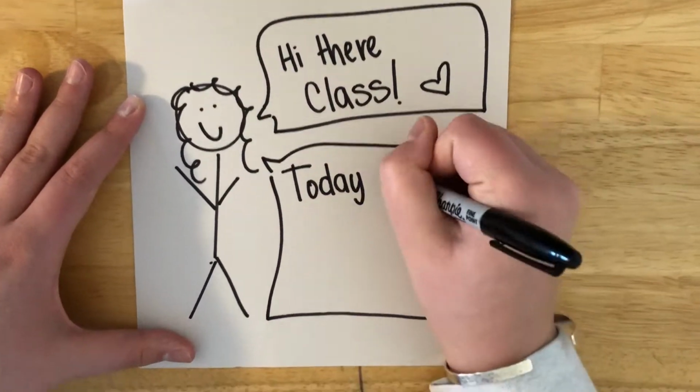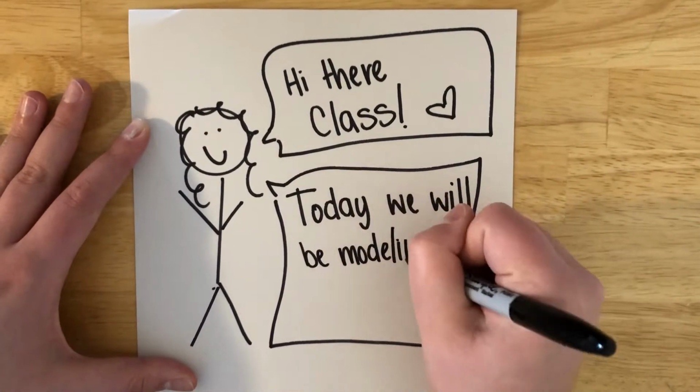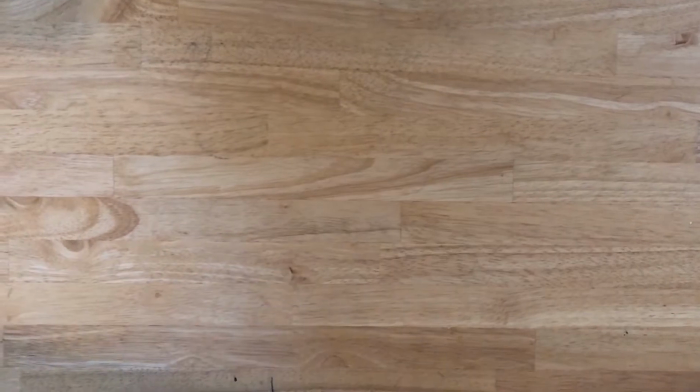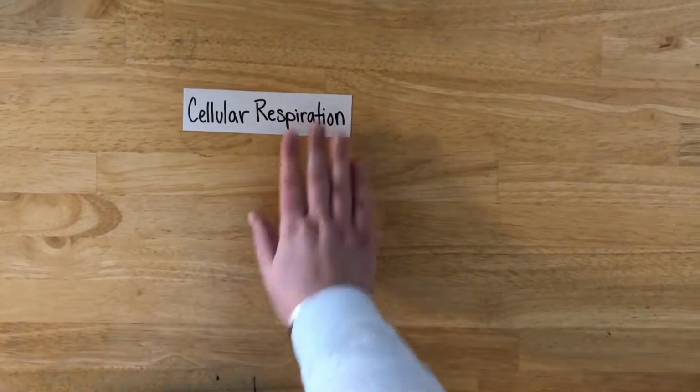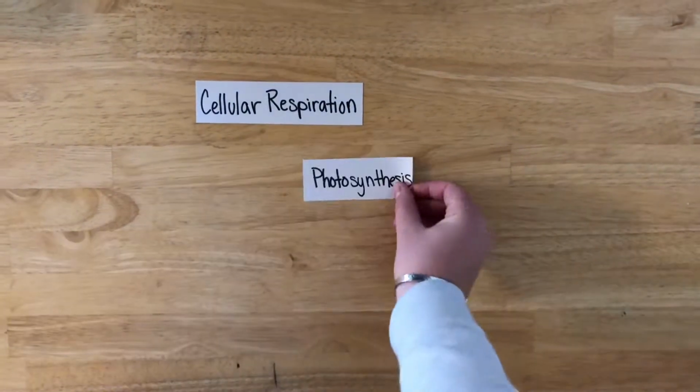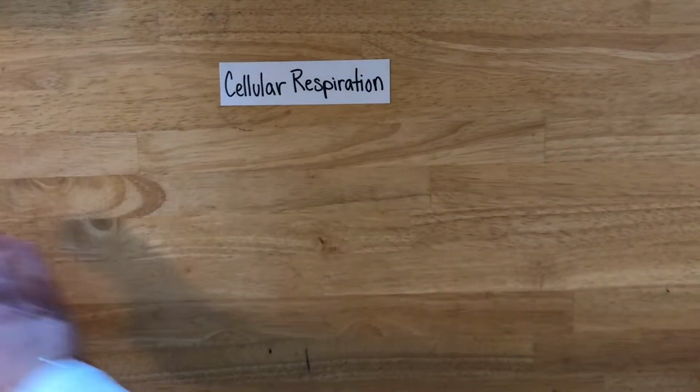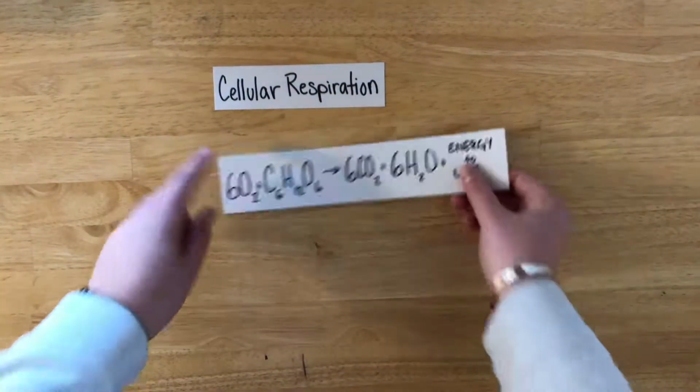Today we have something exciting planned. We are going to be learning how to model chemical equations. We're going to be looking at two chemical equations, one for cellular respiration and the other for photosynthesis. First, we're going to take a look at cellular respiration.